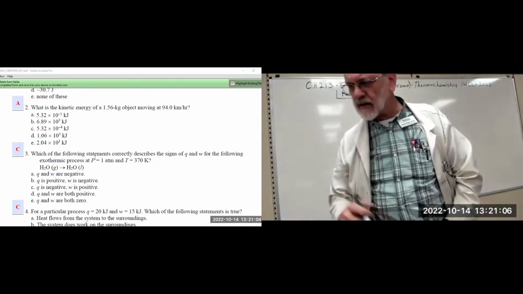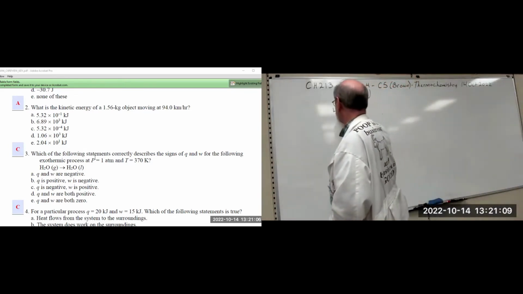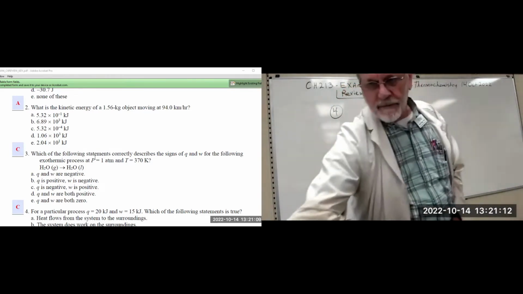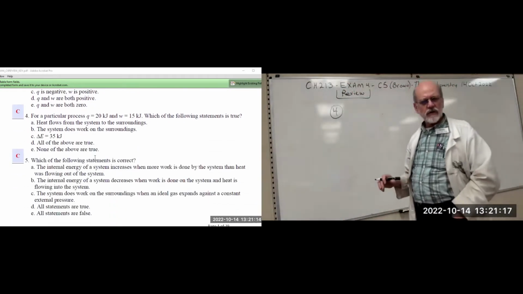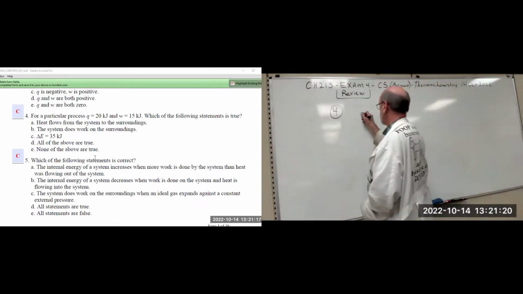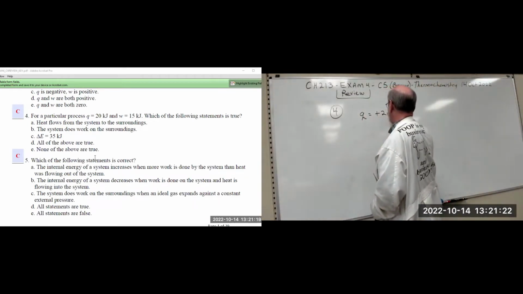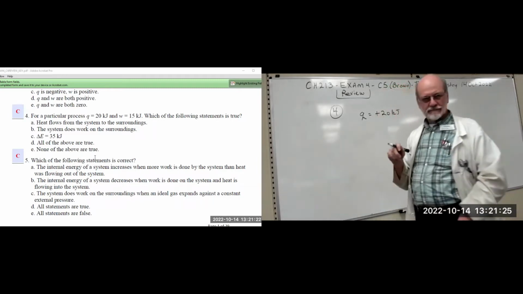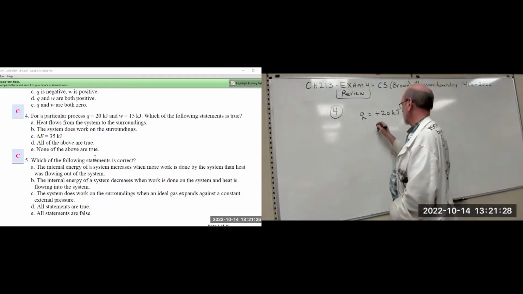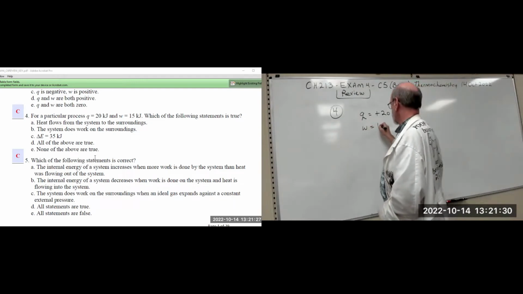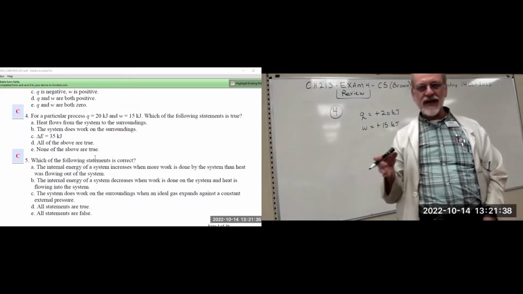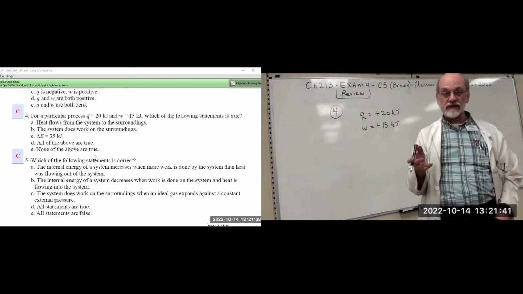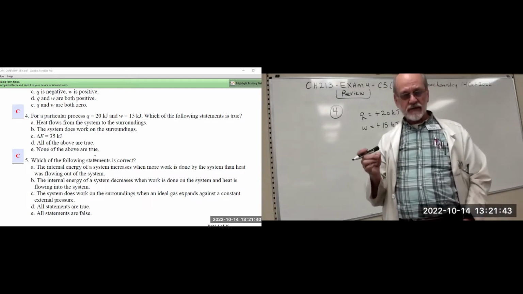Okay. Let's go ahead and do 4. All right. For a particular process, Q equals 20 kilojoules. Okay. And W equals 15 kilojoules. The positive sign is understood. If you don't write a sign in front of a number, it's always considered to be positive. Which of the following statements is true?